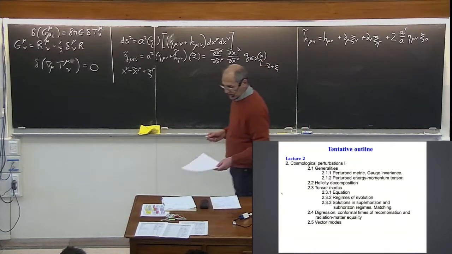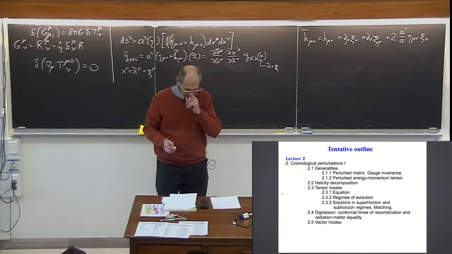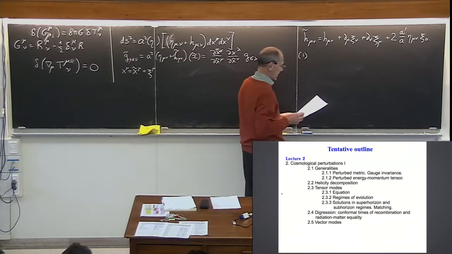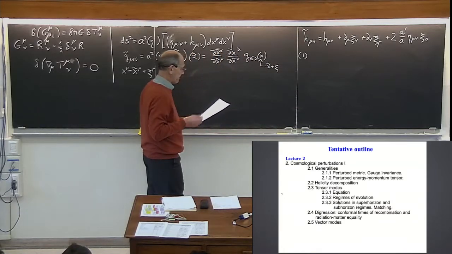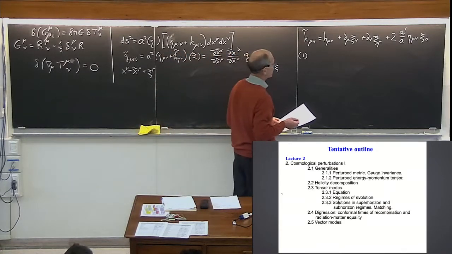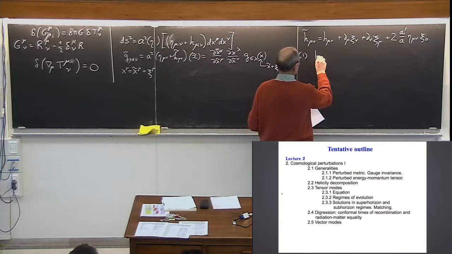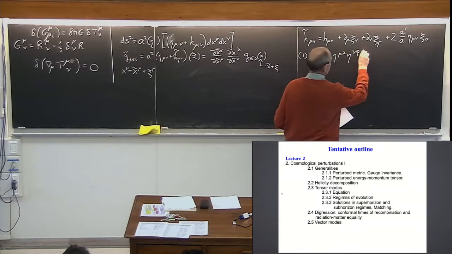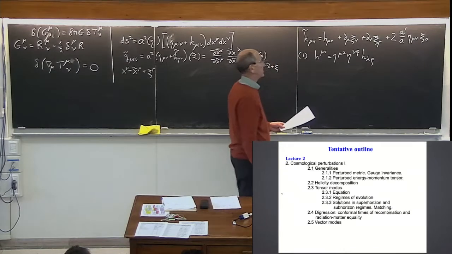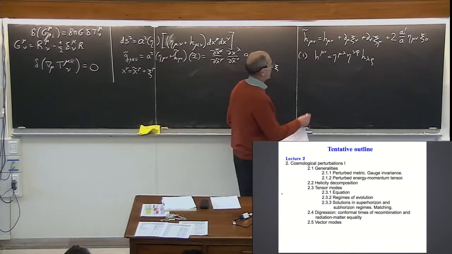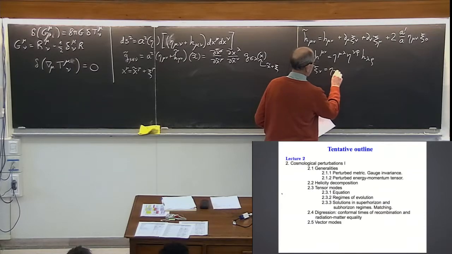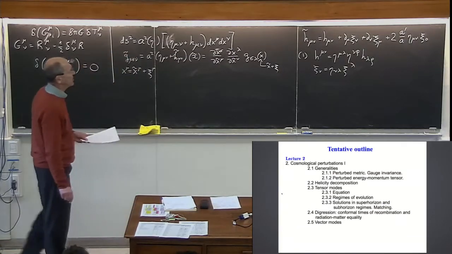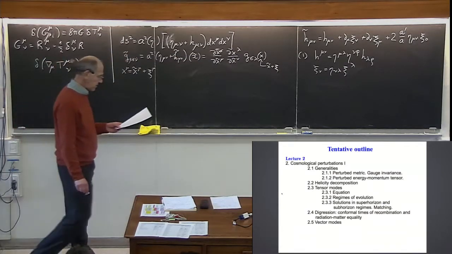Now there are a couple of things to remember, to understand. One is that we'll always lower and raise indices with the Minkowski metric, so that, for example, h mu nu is eta mu lambda eta nu rho h lambda rho. Okay, that's the definition. So here, for example, psi nu is eta nu lambda psi lambda. Okay, so after you make this decomposition, all indices are raised and lowered by the Minkowski metric.